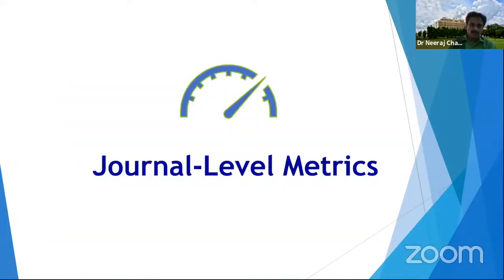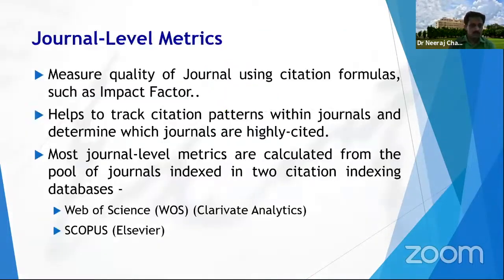So the first thing is journal level metrics. When you talk about journal level metrics, the first thing which comes to mind is the impact factor. Journal level metrics measure the quality of a journal using citation formulas. There are a number of citation formulas used for getting the impact of a journal. One of those tools is the impact factor, which helps to track the citation patterns within the journal, and it determines which journal is highly cited in that field. So this is called the impact factor.